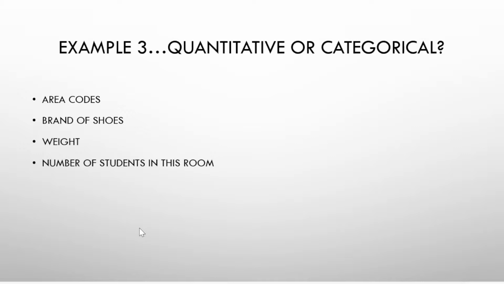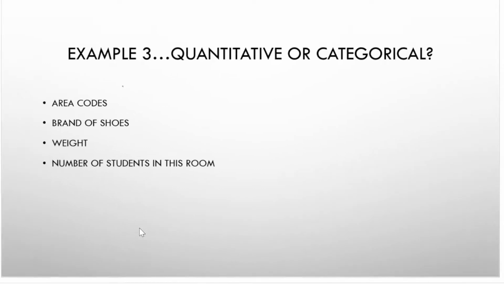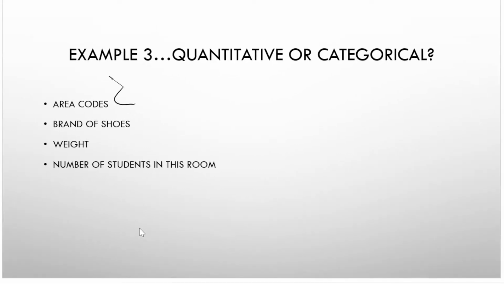Let's get through 2 more slides here. Okay, example 3, we have quantitative or categorical. Here we are looking at area codes. Is that going to be quantitative or categorical? Categorical, right? They're numbers, but I can't find the mean. So that first one there is categorical. Looking at our next one here, brand of shoes. Categorical, right? I could sort them. I could say, okay, these brands are the same, or there's more of these, less of these. But we can't find the average brand of shoe.